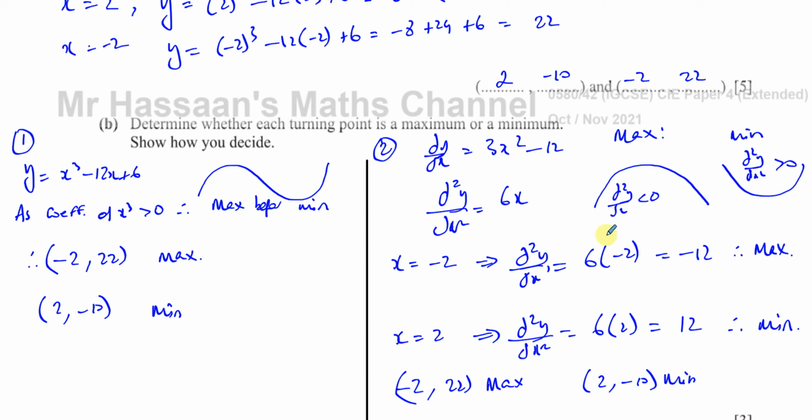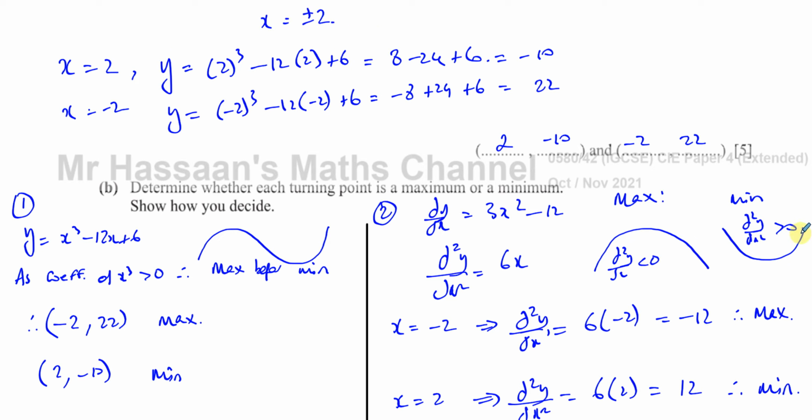But for the second method here, that will work for any curve, whether you know what it looks like or not. You find the second differential and substitute the value of x into that expression. And if it's negative, it's the maximum. If it's positive, it's a minimum, for the reason that hopefully you understood when I explained that.